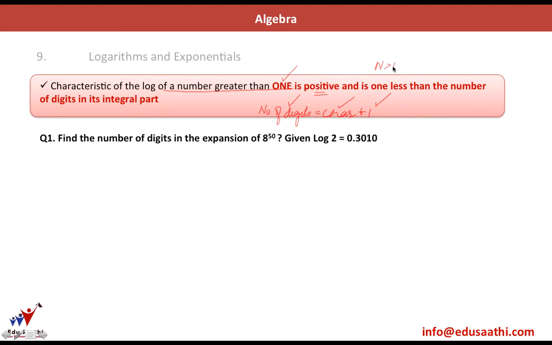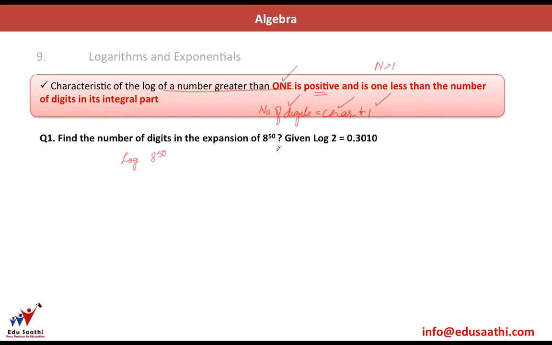Find the number of digits in the expansion of 8 raised to power 50. Given log 2 is equal to 0.3010. So what do we have? I have the number which is given to me as 8 raised to power 50. So what I'll do is I'll take the log of this number.